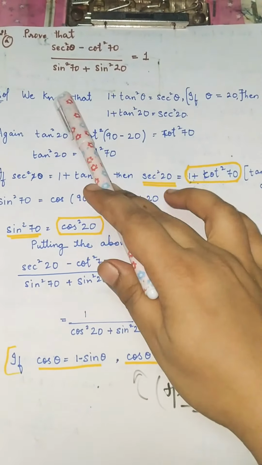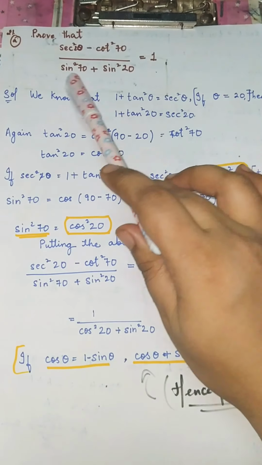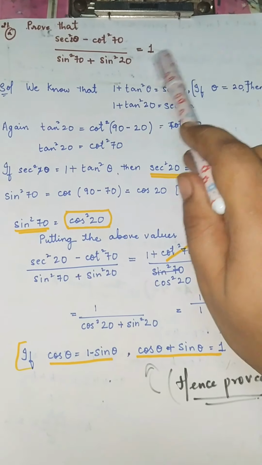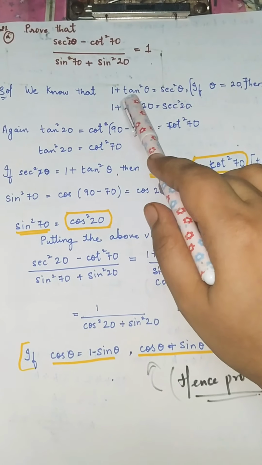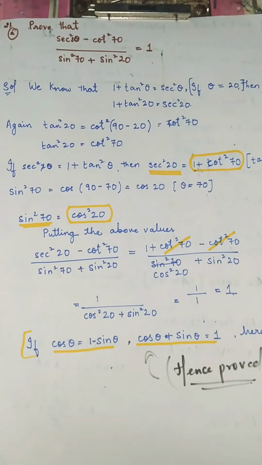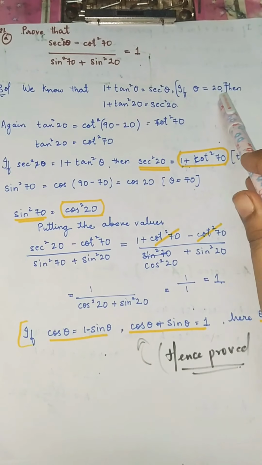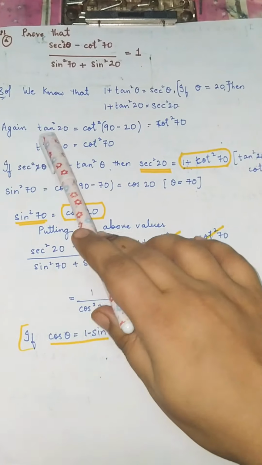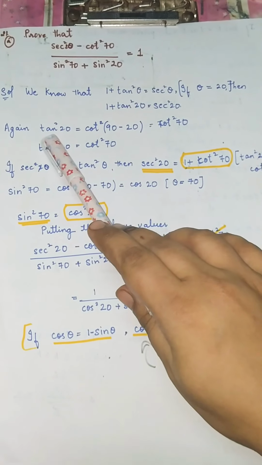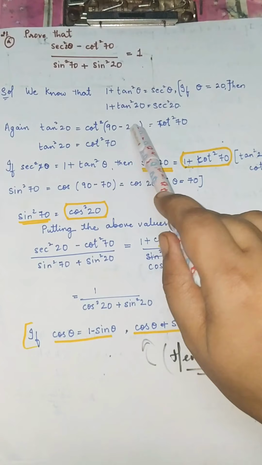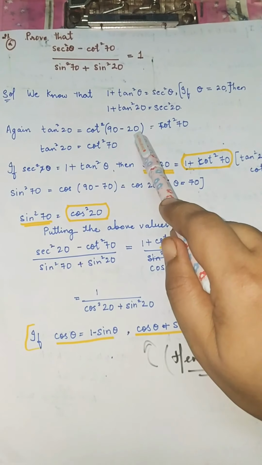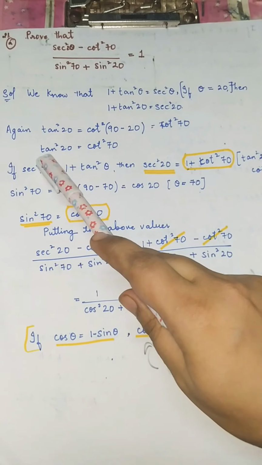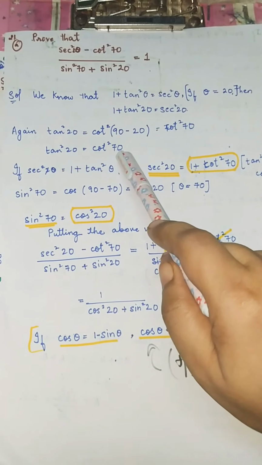21st sum: prove that (sec square 20 minus cot square 70) by (sin square 70 plus sin square 20) is equal to 1. We know that 1 plus tan square theta is equal to sec square theta. If we take theta as 20, then 1 plus tan square 20 is equal to sec square 20. Again, tan square 20 is equal to, what is tan theta? Tan theta is cot of 90 minus theta, cot of 90 minus 20 is cot 70, so cot square 70. Okay, tan square 20 is equal to cot square 70.